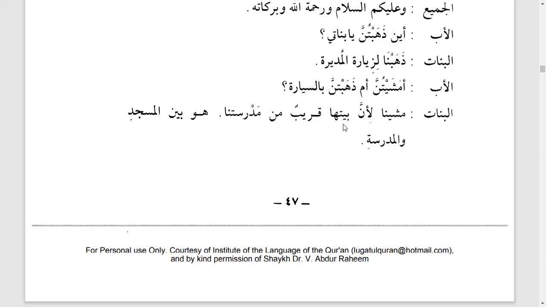Li'anna, so what will be the i'rab of the next noun? Shall I say baytiha or baytuha or baytaha? Baytaha. Why do you say that? Ism Inna, the first noun, will be in the mansub form. Excellent. It will be mansub. Mashayna, we walked. لأن بيتها قريب. So قريب is khabaru inna. It will not change. Because her house is nearby, or min madrasatina, it's closer to our school. Huwa bayn al masjidi wal madrasati. It is between the masjid and the school.